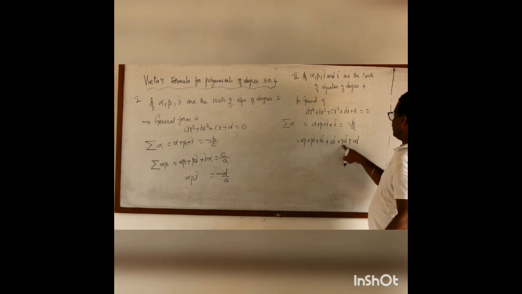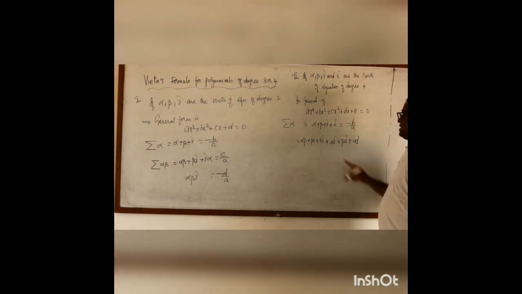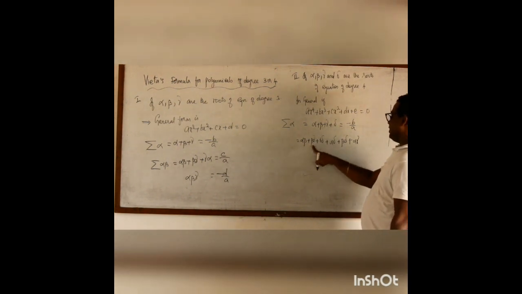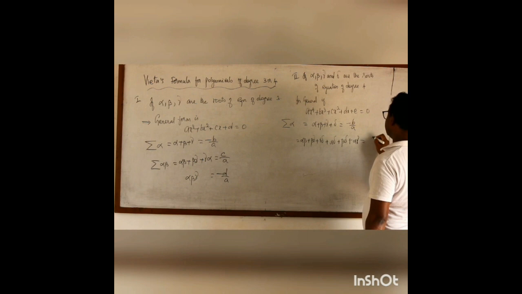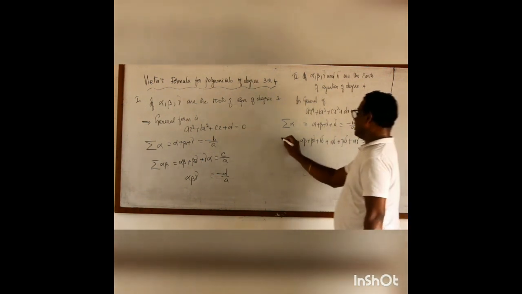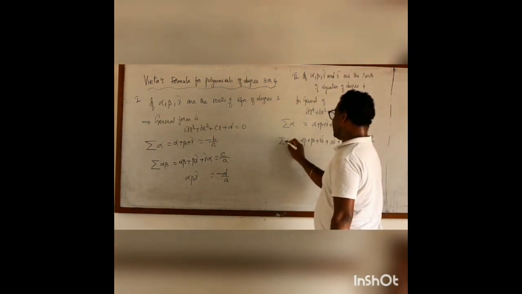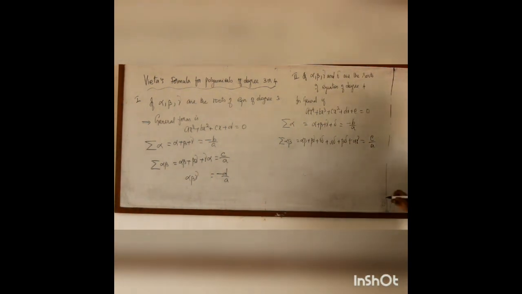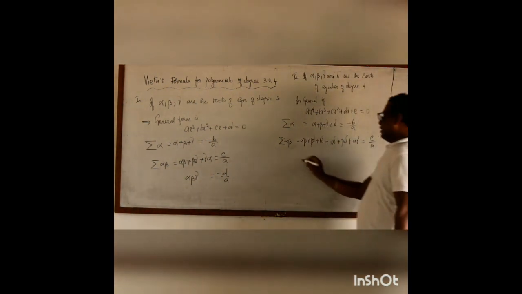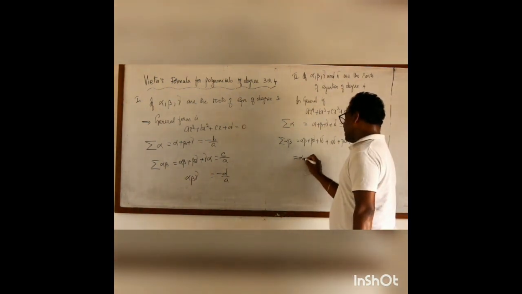1, 2, 3, 4, 5, 6. Remember, you have the 6 combinations: alpha beta, beta gamma, gamma delta, alpha delta, alpha gamma, beta delta. This is your c by a. Since I have taken 2 roots together, it is sigma alpha beta. Then I can have 3 roots also together.